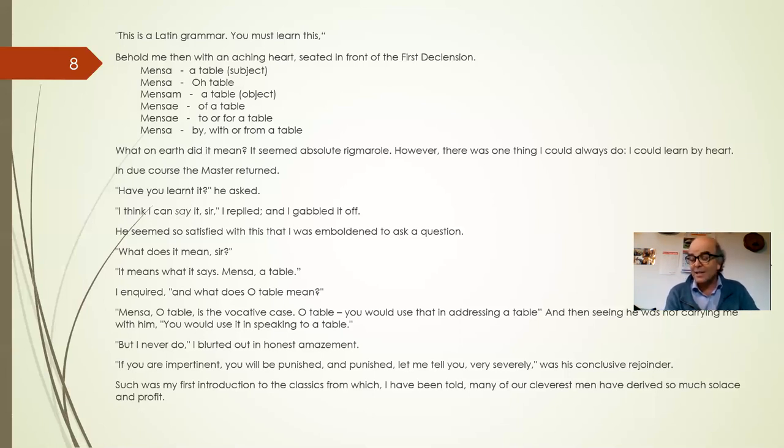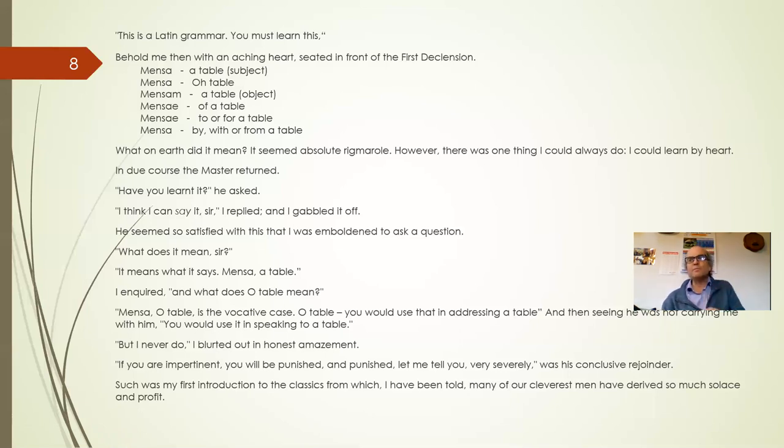Now, there's a lot of interesting things in this comment, and there's a reason why I have put this here for you. The part that's of most interest to us is the part where it says, O table, you would use that in addressing a table. But, as Churchill rightly pointed out, he never does speak to tables, and most of us don't. So why then do you have a word which is specially in the form for speaking to tables? The reason is that the paradigm has a place for everything, even the things that we would never use. So in the Latin and also in the Sanskrit systems, there is a vocative case form.